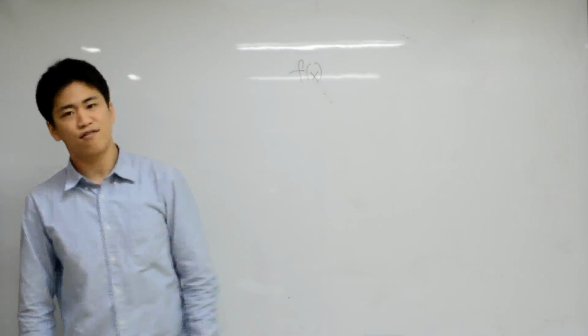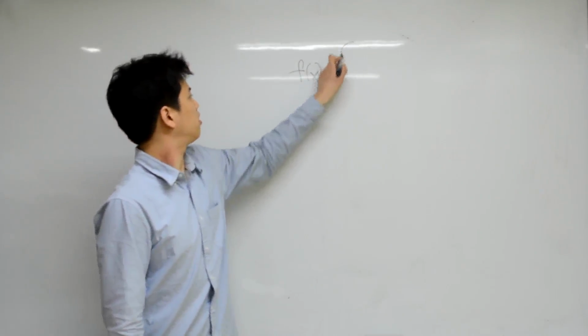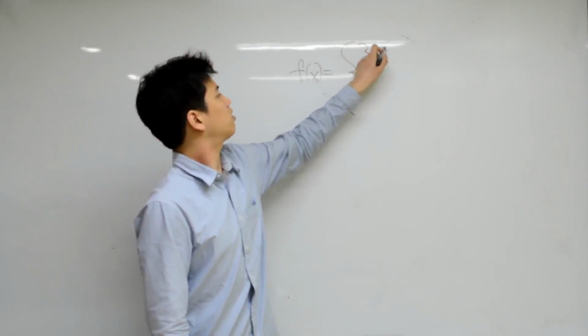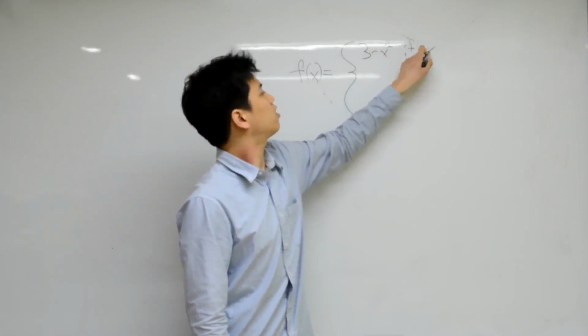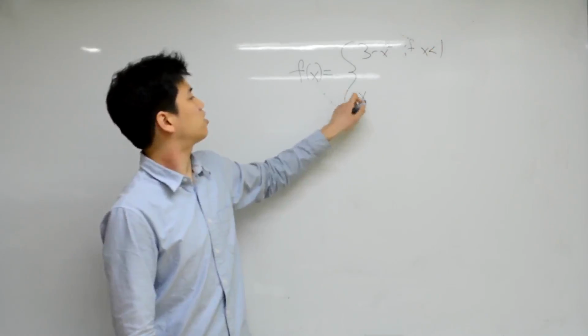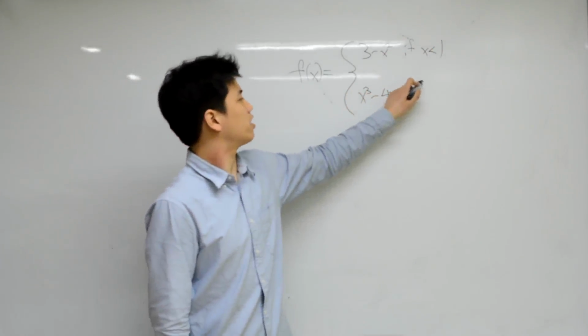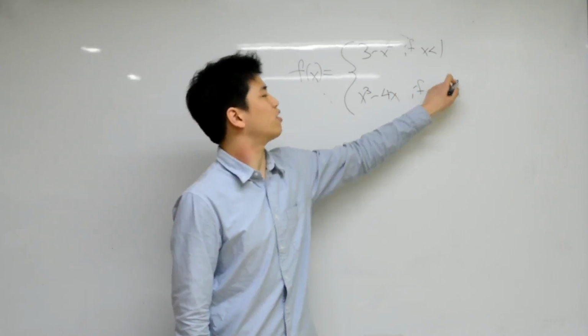Graph the function f of x equals, and then I use this big curly bracket, 3 minus x squared if x is less than 1, and x cubed minus 4x if x is greater than 0, or if x is greater than or equal to 1.